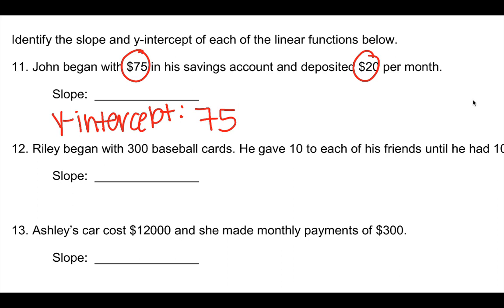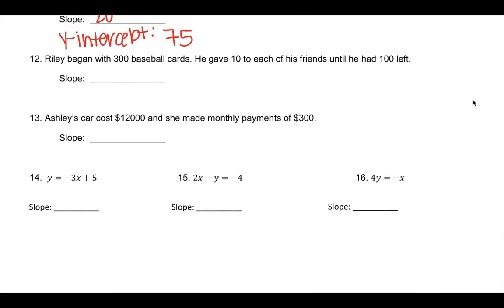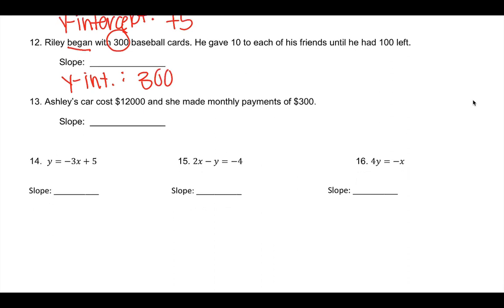If you think about it, because that's per means to multiply, so it's 20 times x, however many months. So whatever's next to that word that means multiplication is always my slope. Riley began with 300 baseball cards. Again, began, that's my y-intercept. He gave 10 to each. Each is a multiplication word. So 10x, so 10 is my slope.